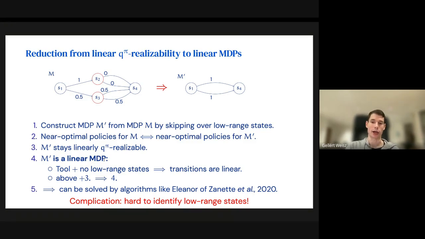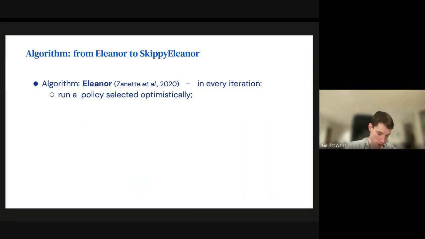So it's hard to identify these low range states. So instead of this direct kind of reduction to plugging it into Eleanor, we will have to modify Eleanor. But to do that, let's actually first go through what Eleanor does.